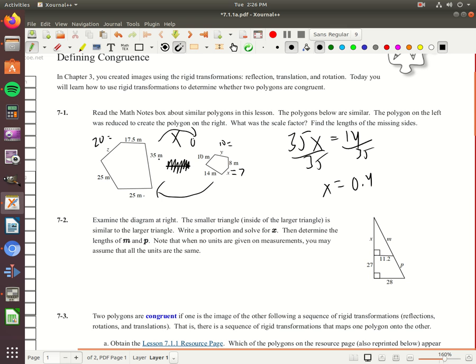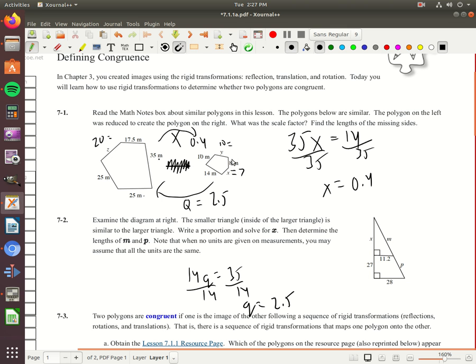Going from big to small, it was 0.4. But what is it going from small to big? Well, I would say 14 times, we'll say this is Q, this will be the scale factor. So 14 times Q equals 35. So if I divide by 14, I get Q equaling 2.5. So in this direction, if I multiply the smaller numbers by 2.5, I get the bigger numbers. If I take the bigger numbers, I multiply by 0.4, I get the smaller numbers.